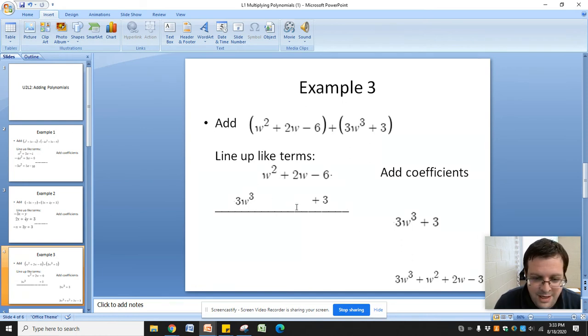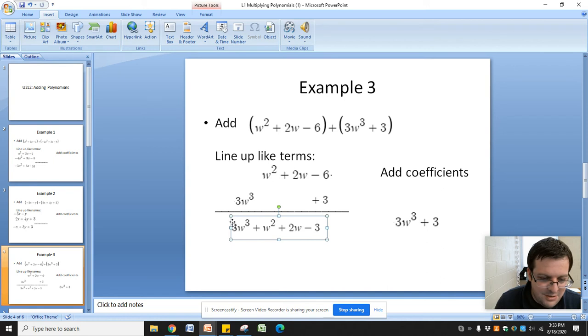So we leave that blank and we just line up those like terms. There's no like terms for w cubed, none here, but yes here. So we get that all lined up. Once we get that done, we just add them up. Again, there's no w cubed, so that means that we just drop it down completely. So it just stays 3w cubed.